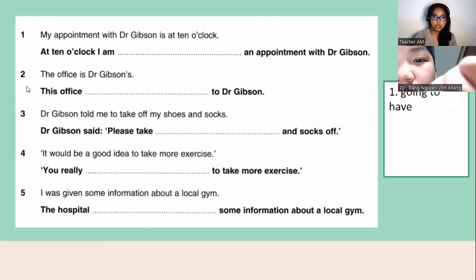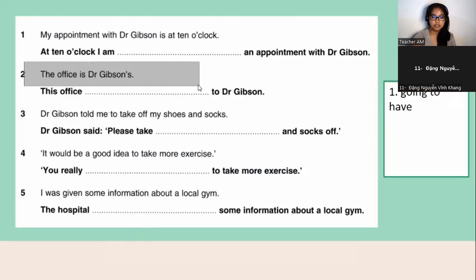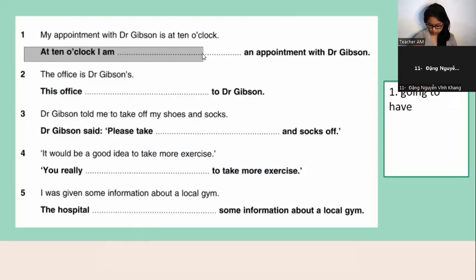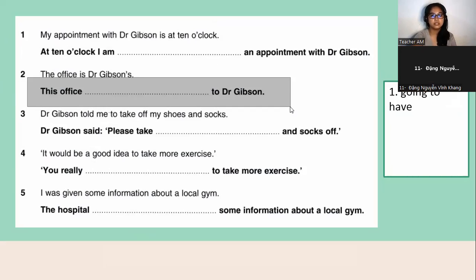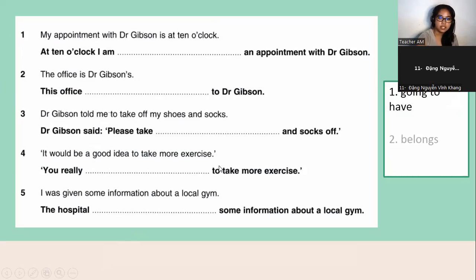For number 2, I want you to read the first sentence. This office is Dr. Gibson's. Yes, this office belongs to Dr. Gibson. Okay, so I said that this office belongs to Dr. Gibson. Very good, that is correct. How about number 3, Vin?